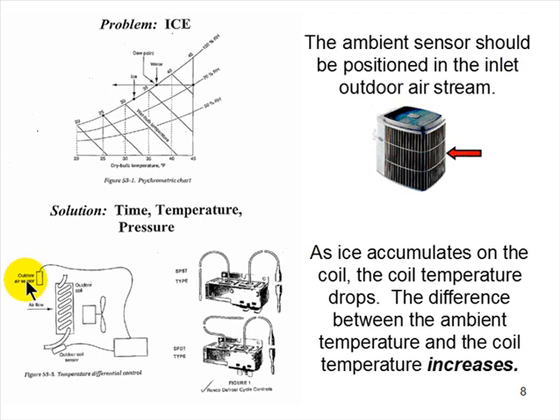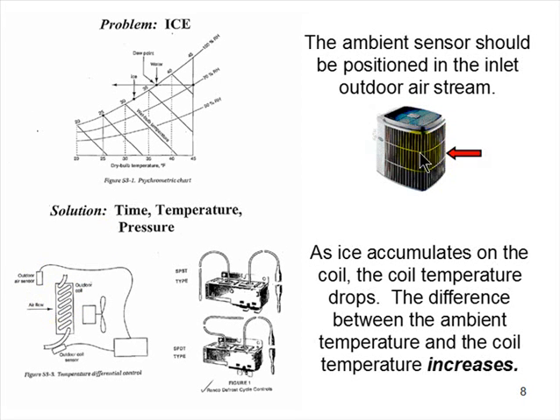This ambient sensor should be in the airstream coming into the unit, not in the discharge airstream, because the discharge airstream is going to be colder during the heating season than the inlet airstream. The inlet airstream is the actual temperature of the air entering this coil. And that's what we want to know. What temperature of air is entering this coil? So that's where that needs to be positioned.